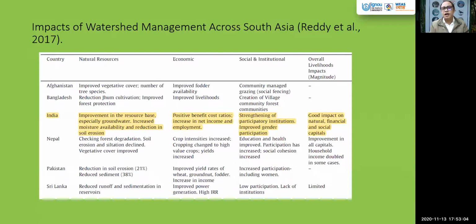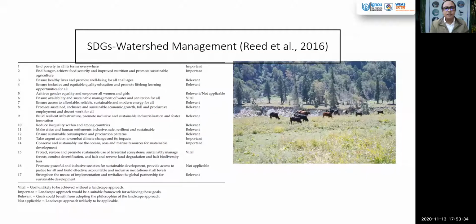It is clearly visible in most watershed management plans, especially after the late 80s and the beginning of the 90s. And if you look at the overall livelihood impact, there is a good impact on nature, financing, and social capital. That's why when you talk about sustainability, if you have a good environment, automatically you will have better livelihood options. Okay. Watershed management is linked with the sustainable development goals, the 17 goals.